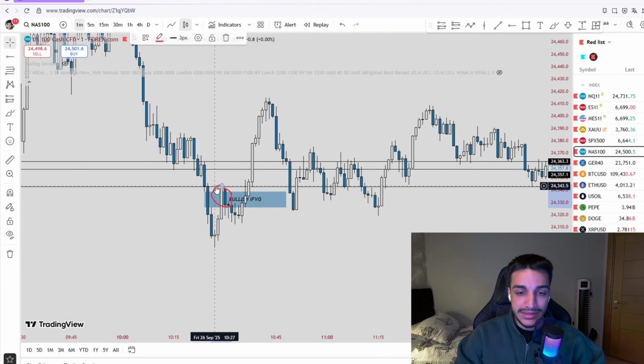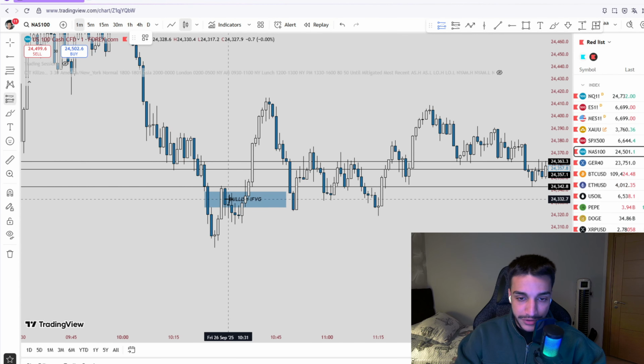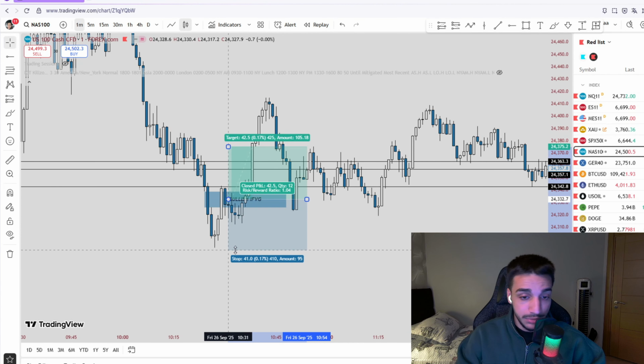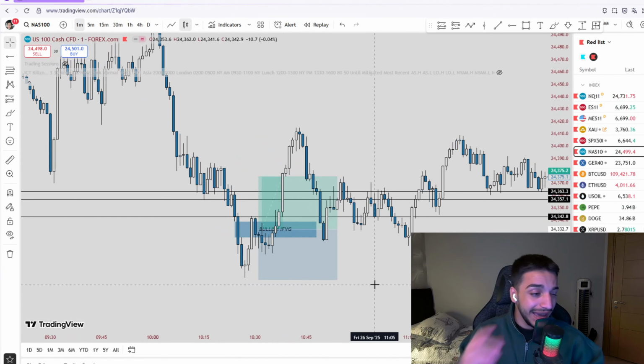I took my first trade of today with this candle. I put my stop loss at that liquidity level. And where do I put my take profits?